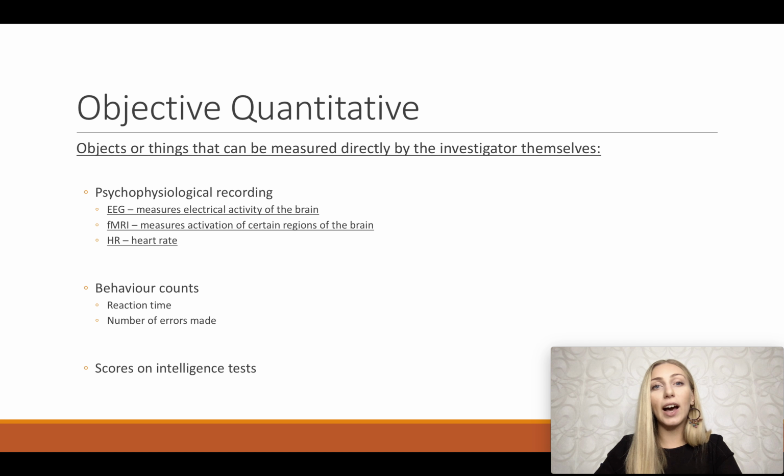Okay, so the first type of data that we'll be looking at is objective quantitative data. So remember that quantitative means numerical data, so we're looking at numbers. So objective quantitative data looks at objects or things that can be measured directly by the investigator themselves. So if we're the investigator, we're looking for quantitative data that we can measure. So this could be psychophysiological recordings such as an EEG, an MRI, or a heart rate recording. It can be behaviour counts, so we can look at someone's reaction time or the number of errors made. Or we can look at scores on an intelligence test.